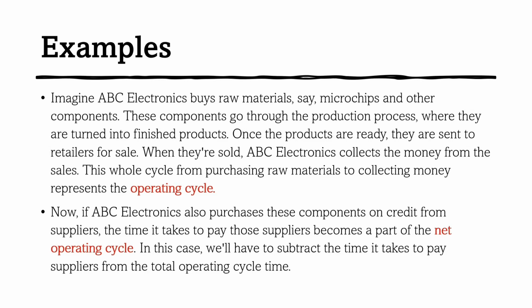Ang buong cycle mula sa pagbili ng raw materials hanggang sa pagkolekta ng pera ay nagre-represent ng operating cycle. Ngayon, kung ang ABC Electronics ay bumibili rin ng mga components sa pamamagitan ng utang mula sa mga supplier, ang oras na kinakailangan upang bayaran ang mga supplier ay naging sanhi na ng net operating cycle. Sa ganitong sitwasyon, kailangan nating bawasan ang oras ng pagbabayad sa mga supplier mula sa kabuuang oras ng operating cycle.